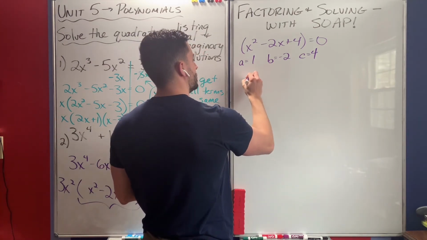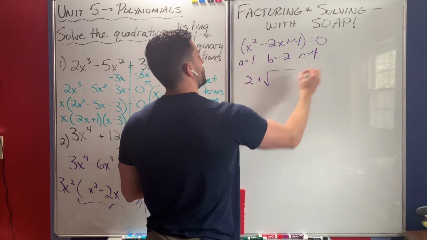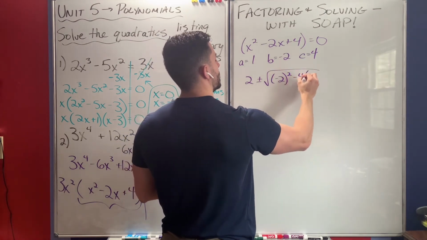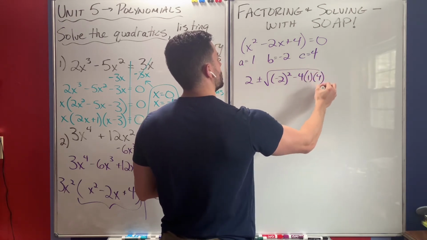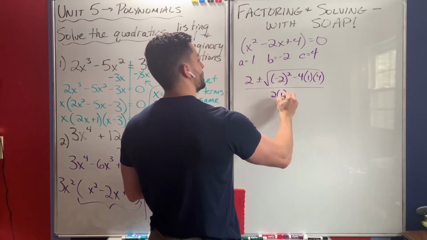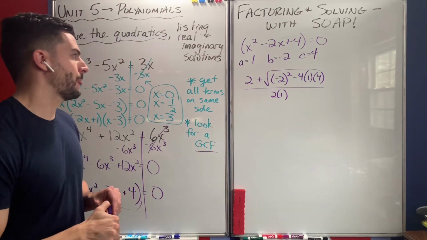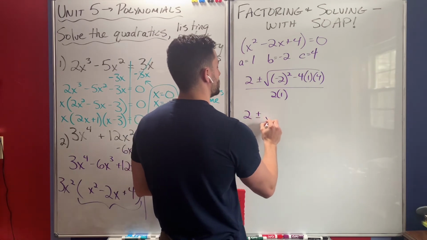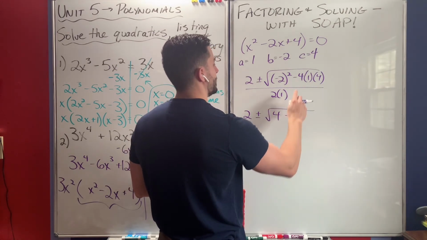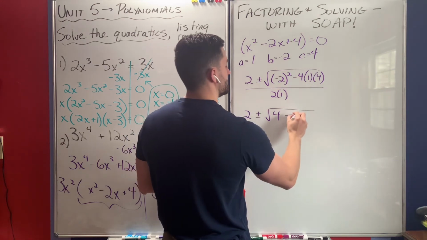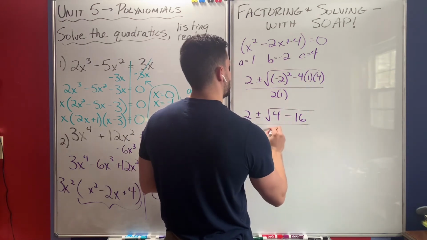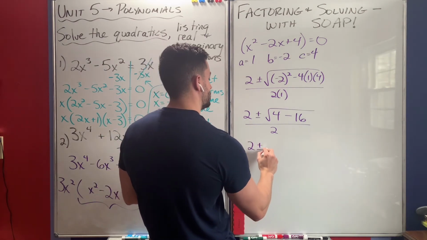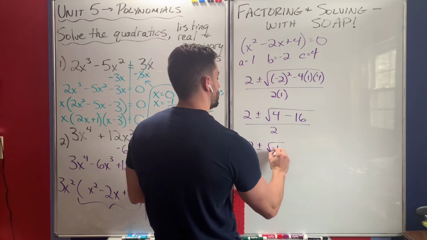So here it would be 2 plus or minus the big square root of b squared minus 4 times a times c, all over 2 times a, right? That's that quadratic formula. And then we would go about solving this and simplifying it down, right? So 2 plus or minus the square root of 4 minus 4 times 1 times 4, which would be 16, over 2, okay? And then 2 plus or minus the square root of negative 12, that would be.